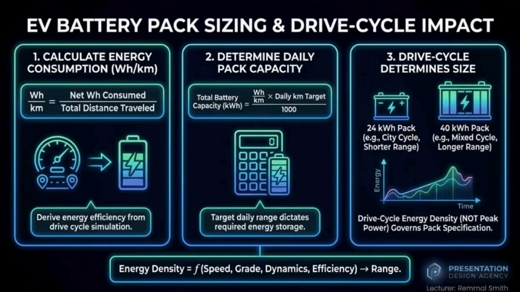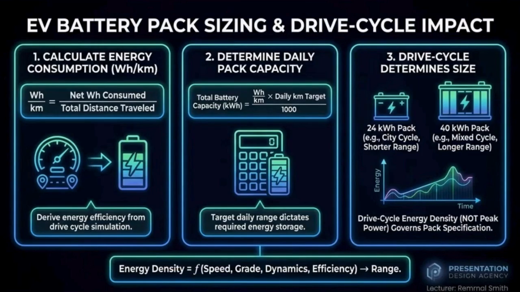Energy determines range. First, calculate energy per distance. Energy per kilometer equals net watt hours divided by total distance. In equation form, watt hours per kilometer equals Wh divided by km. This value gives the true energy consumption of the vehicle.